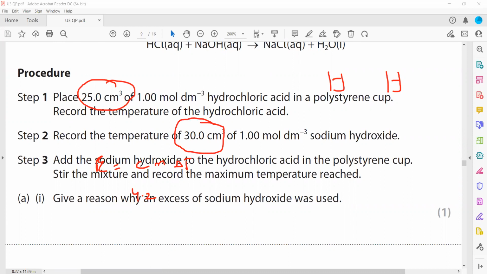So what is the total volume? The total volume will be 55. If the total volume is 55, the total mass will also be 55, because we mix them together. Like we had 25 cm³ of acid and 30 cm³ of alkali. We add, so the total solution turns into 55 cm³, and we assume the density is 1 gram per cm³. So the mass of the solution is 55 grams of water. That's why we write 55 here.